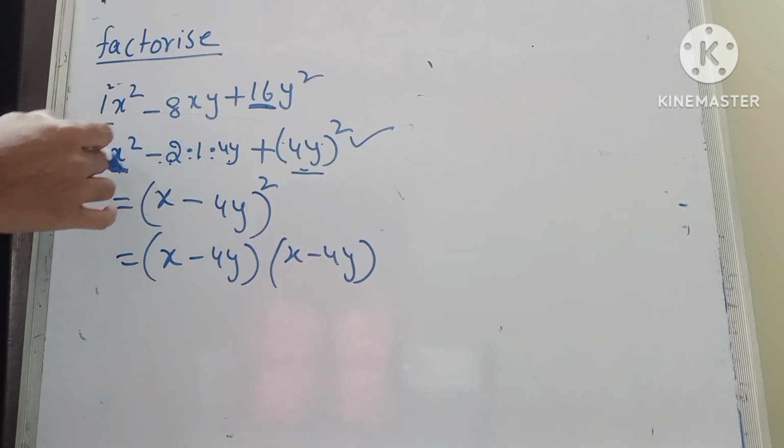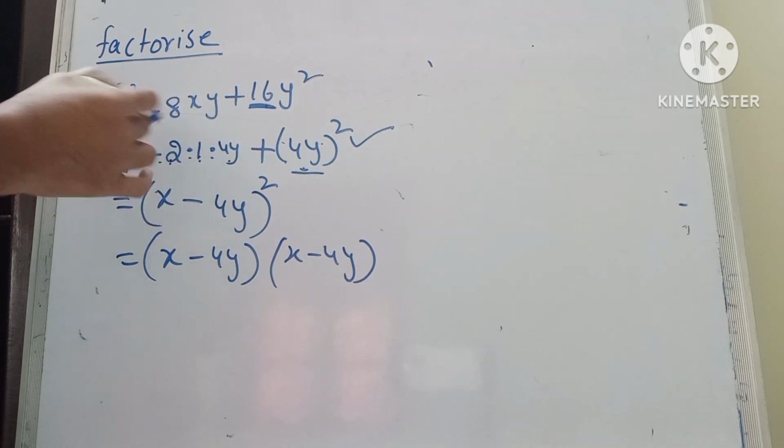2ab is nothing but the roots of the first and the last terms product, which is multiplied by 2.